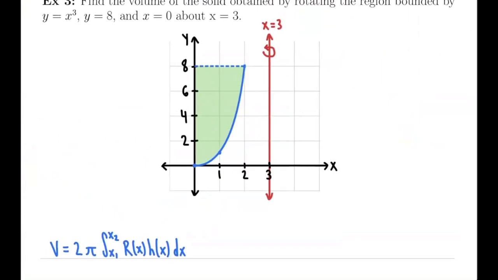X1 is 0. Yes, 0. And what's x2? Ziggle, what's x2? 2. Stop. Let him answer, you buffoon. Sorry, there's delay, latency, whatever. But random guy and Ziggle are right. The bounds of this integral are going to be from 0 to 2.